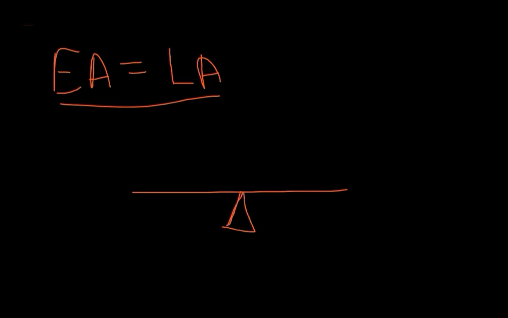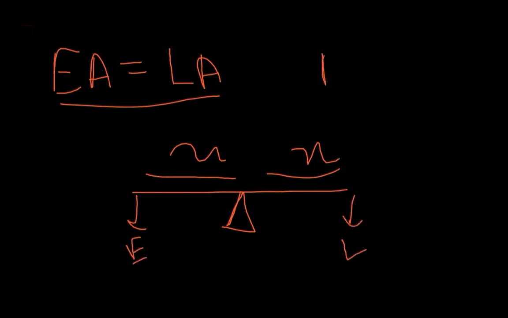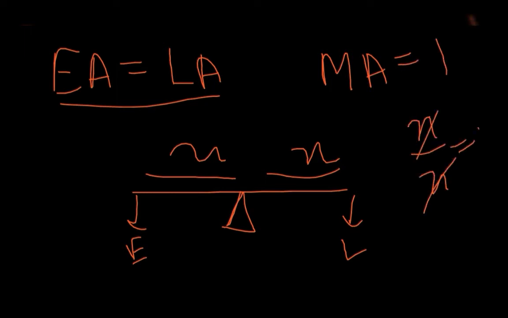In the same way, if EA is equal to LA, meaning the effort arm is equal to the load arm, let's say this is equal x, this is effort, this is load. You can see both are equal, so I can say MA is equal to 1. Why? It will be x by x, x gets cut, equal to 1. So MA here becomes 1.